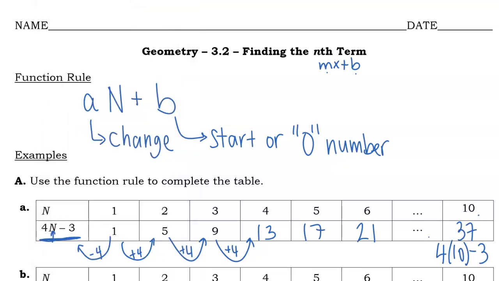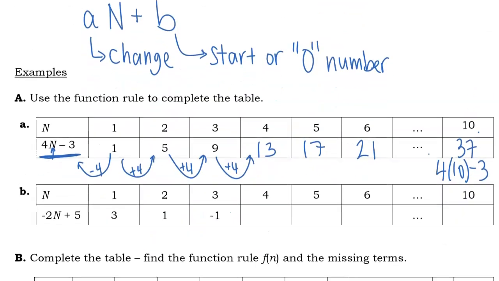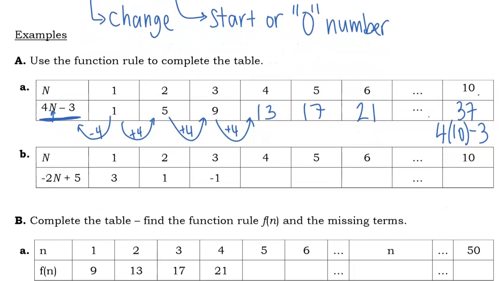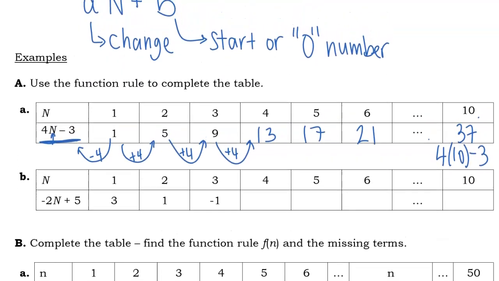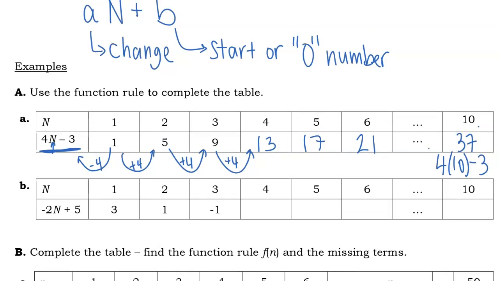Let's try another one. We have example B. The rule down below looks like negative 2n plus 5. So again, following my function rule, that means I'm changing by subtracting 2, subtracting 2, subtracting 2. And if we worked backwards to the starting number, the number in front of the 3, it would have been a 5. Working backwards, we add 2. Working forwards, we subtract 2.